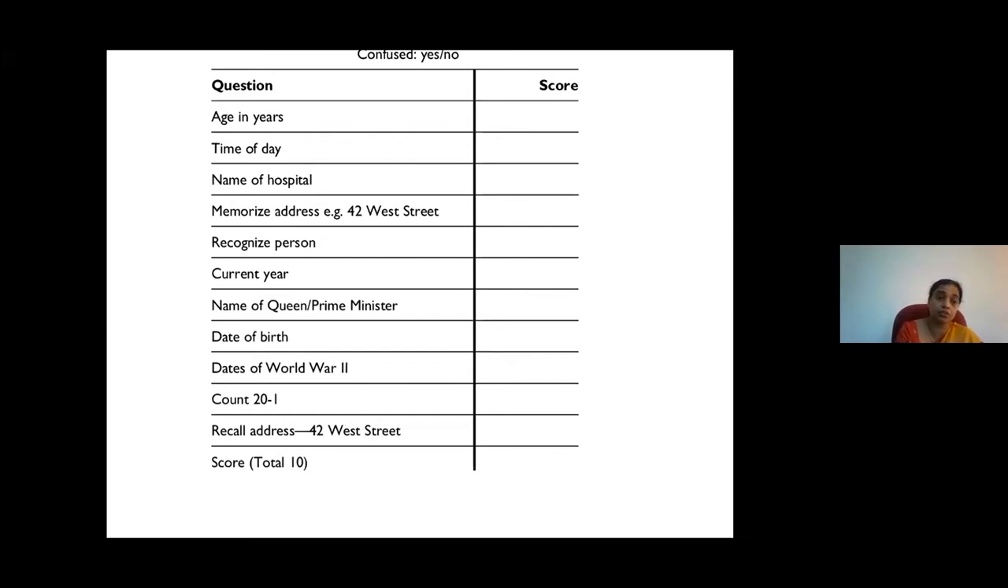And then we ask the patient to recall the address that we gave at the stage of 4. And number 4, we gave an address. We ask the patient to recall the address at the last point. So we give 10 marks to these 10 questions, 10 points. If it is 8 or less than 8, we take it as that patient has cognitive impairment. So it is the assessment of the delirium mainly we use, and we use this screening tool to review the patient.